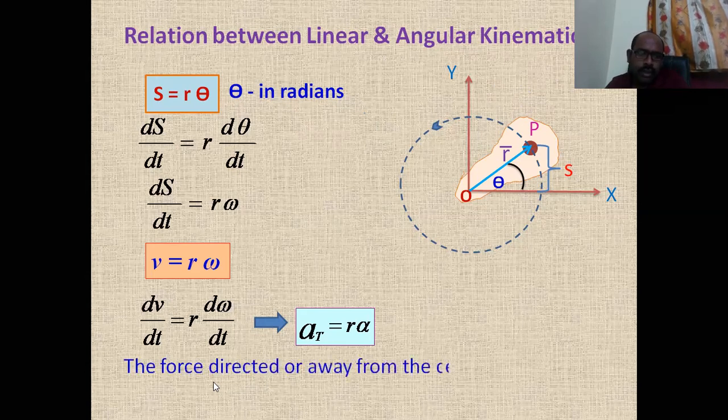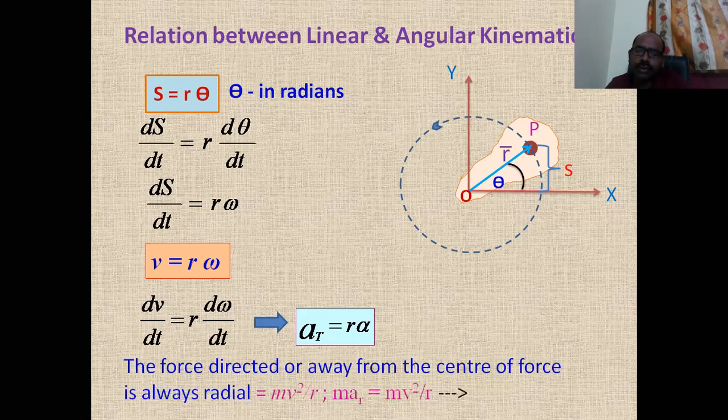Now the force directed towards or away from the center of force is always radial. That means in the case of central forces, the force is directed towards or away from the center of force. So that force is always radial. That force is called central force. The central force always acts towards a point or away from a point along the radius vector or the position vector. So this force is radial.